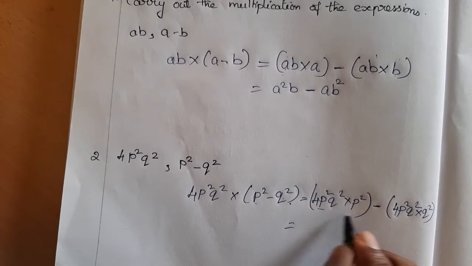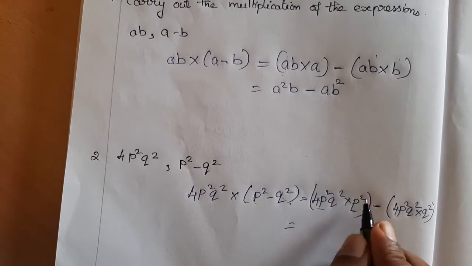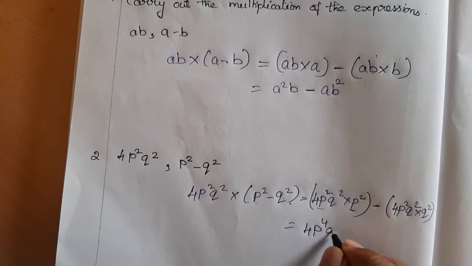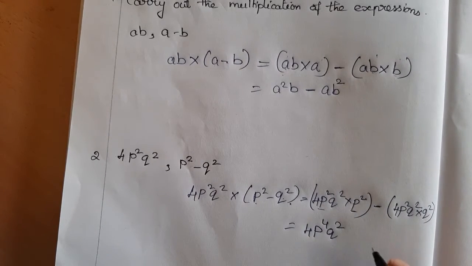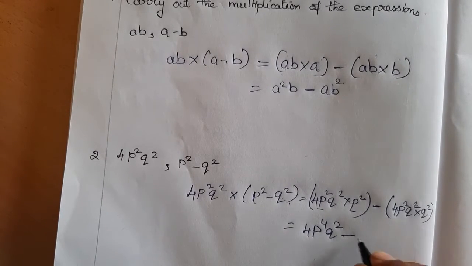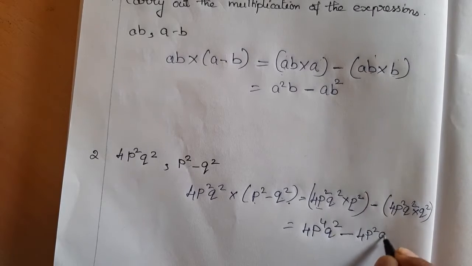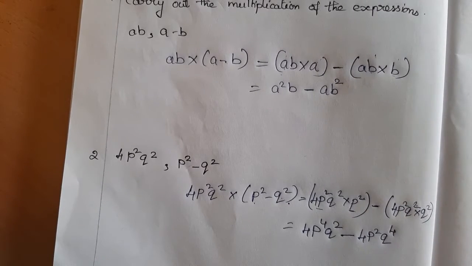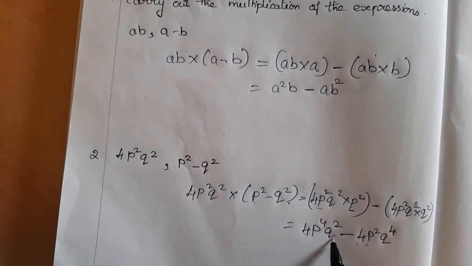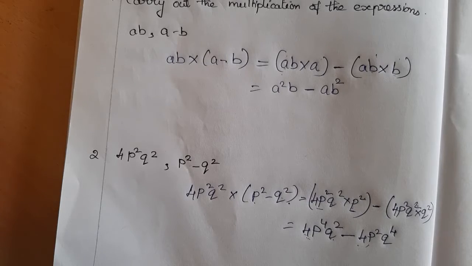So here the p and p are the same, so powers you have to add, 2 plus 2 is 4. So 4 p power 4 and q square only 1 q square, so it's q square. Minus, here q square into q square, right? So powers will be added, so q power 4, and the rest 4p square stays the same. Here also p square and p square are multiplied, the rest p power 4 and q square remain the same as it is, right?